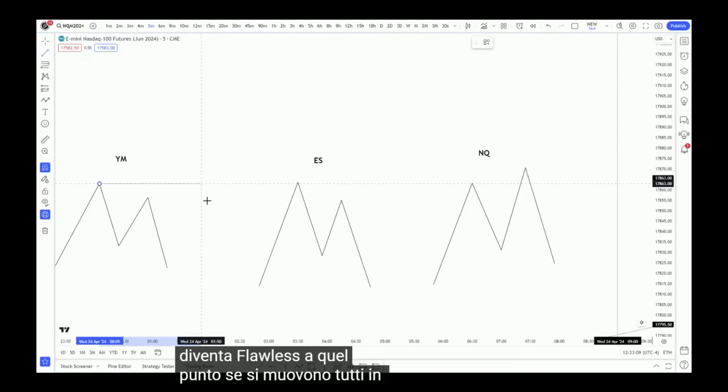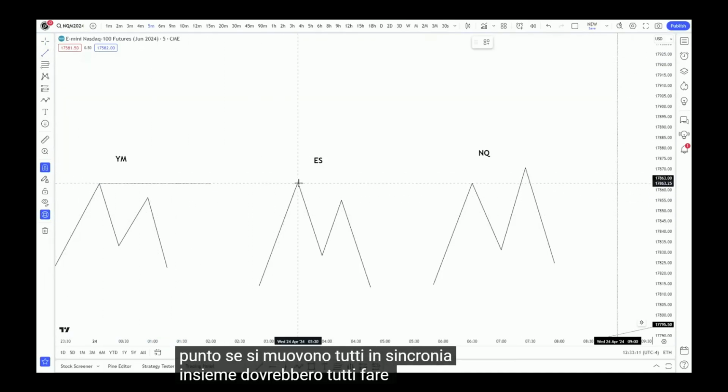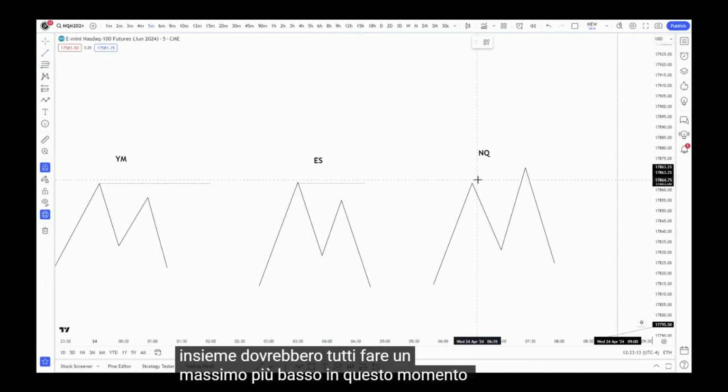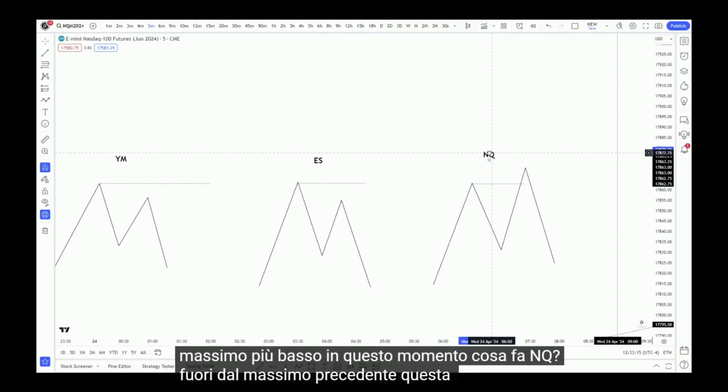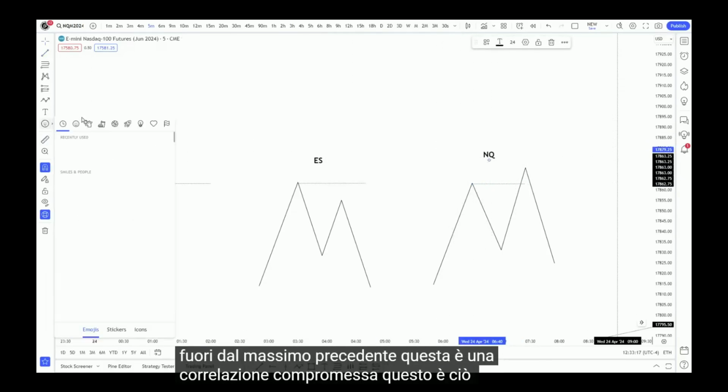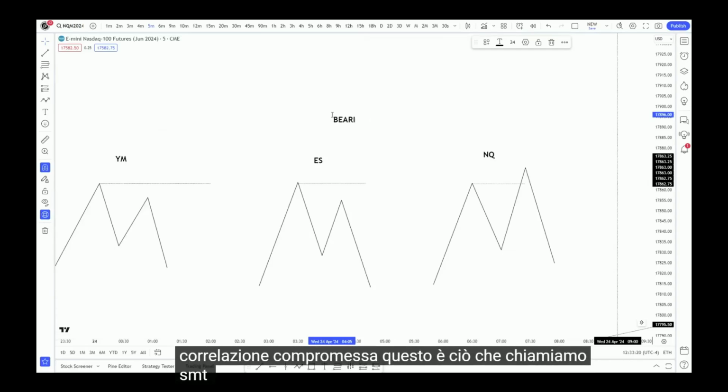If they are all moving in sync together, they should all be making a lower high right now. What does NQ do? It takes out that previous high. This is a cracking correlation. This is what we call bearish SMT divergence.